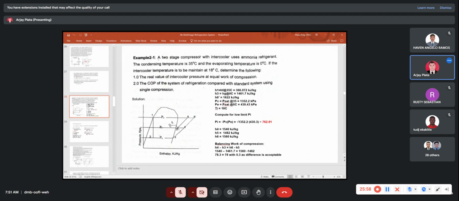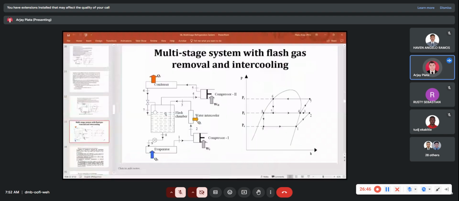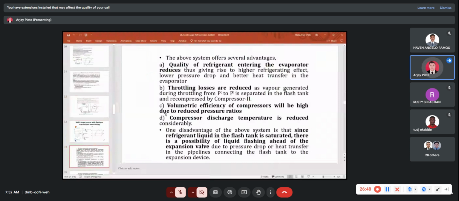Okay, so nakikita niyo sa screen, we have three sets of pressures. We have pressure at condensers, pressure at evaporator, and pressure at intercooler. So this is what we call the multi-pressure system. I provided here some examples of multi-pressure with a multi-stage refrigeration system.